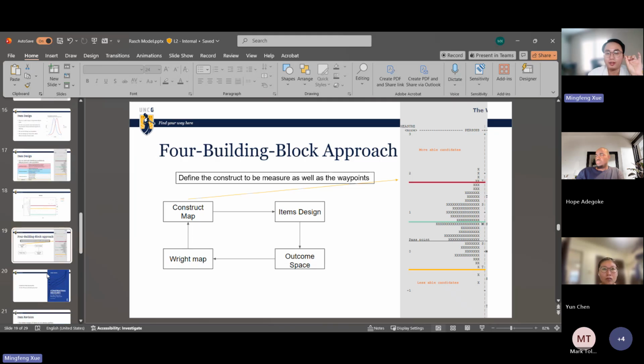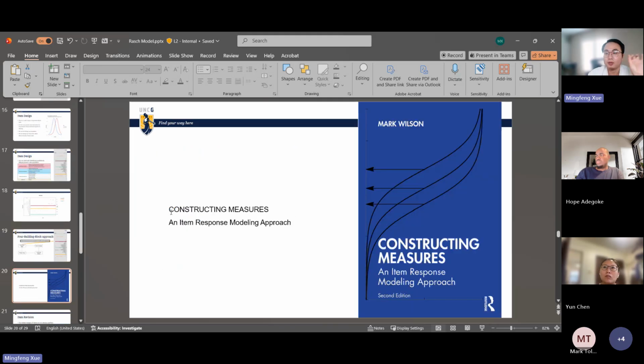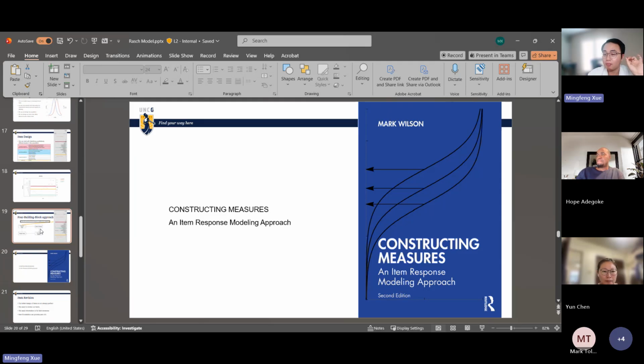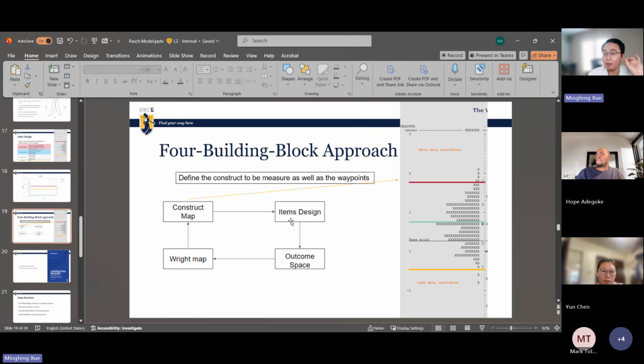And this is actually from this book, which is about Constructing Measures and item response theory modeling, and it is written by my doctoral advisor, Mark Wilson. As a UNCC student, I think you also have access to its online version. If you are interested in this development paradigm, you can read it. Some of the content from my presentation also comes from this book. So this is the four building block approach in design measurement, and this approach is only applicable when we are using the Rasch model.